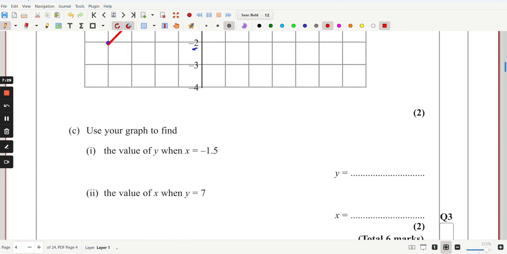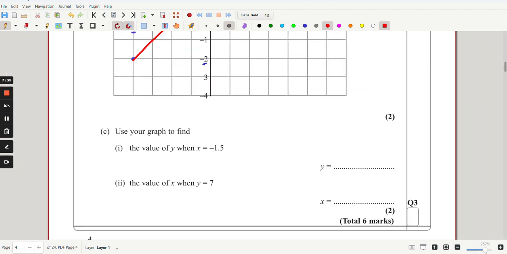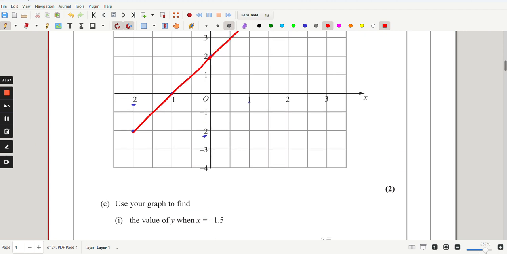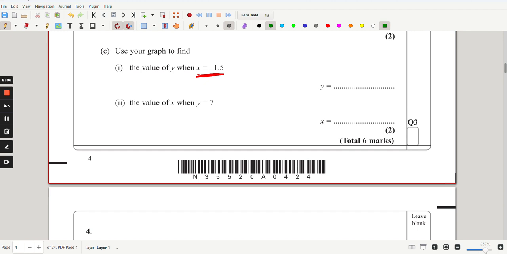Use your graph to find the value of y when x equals minus 1.5. So the value minus 1.5, on the x-axis 0, minus 1, so minus 1.5 is here. Now to find out the value of y, we will draw a vertical line till we reach and stop on the red line. Then we will see what it equals on the y-axis, which is minus 1. So the value of y is minus 1.